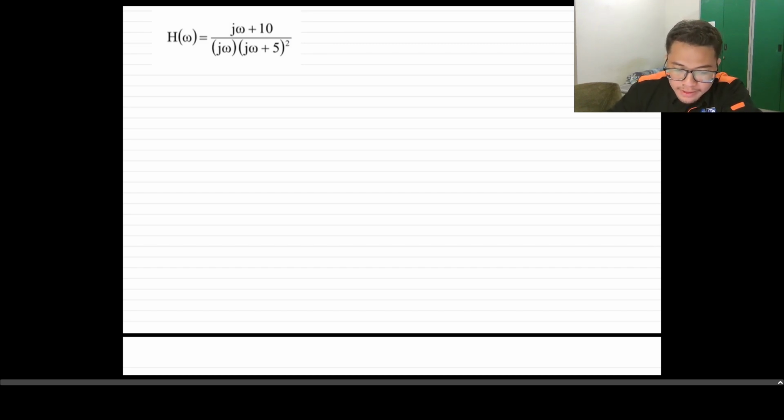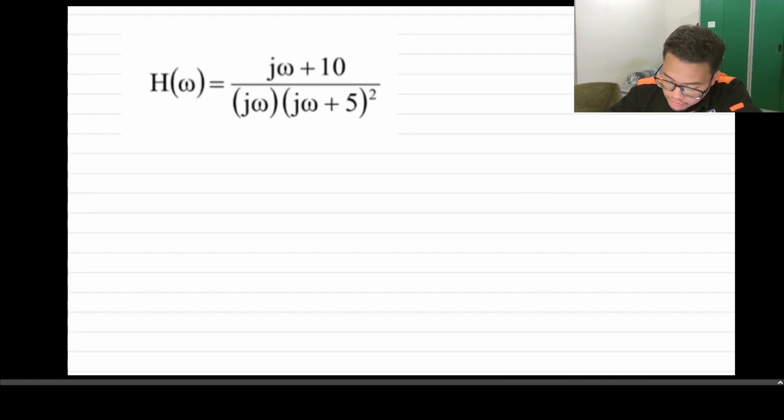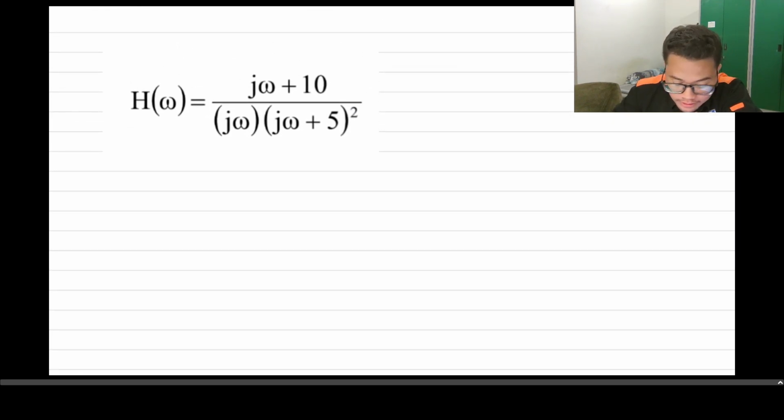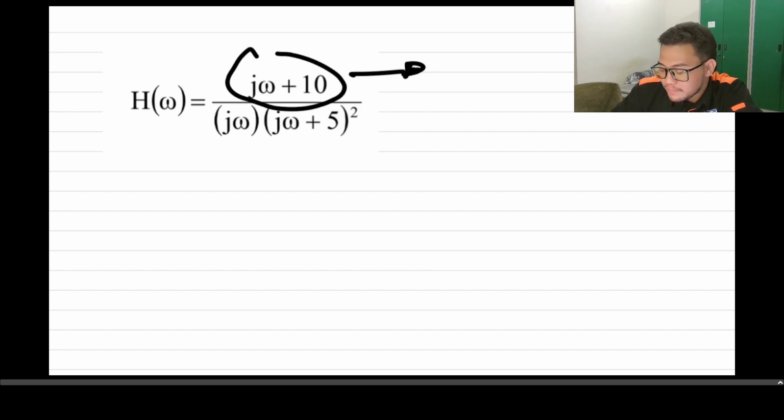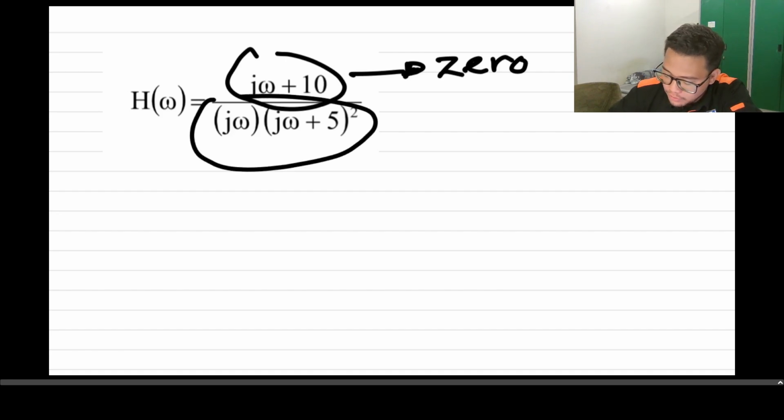Step 1, we must identify K. To identify K is very easy. The K is only the whole number with no j omega added. Step 2, we must identify the zero and pole. The zero is the numerator, and the denominator is the pole.